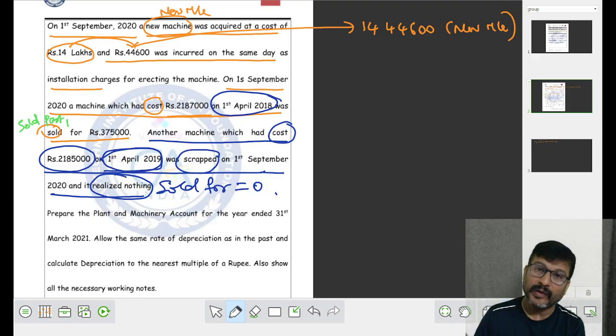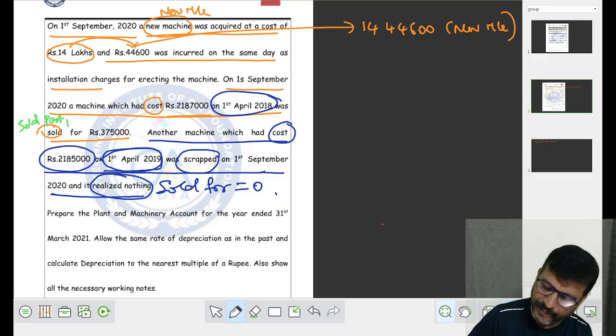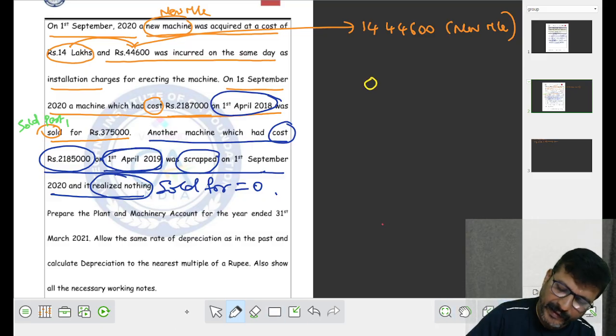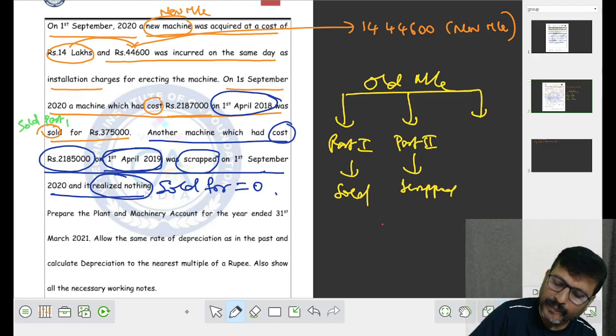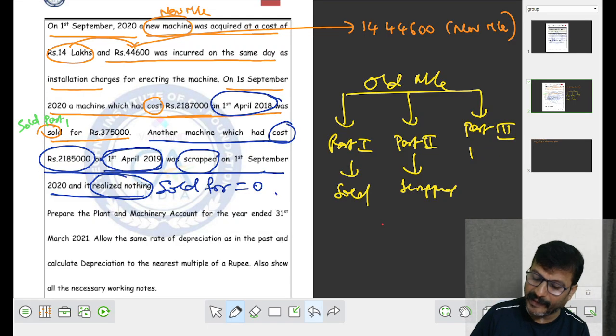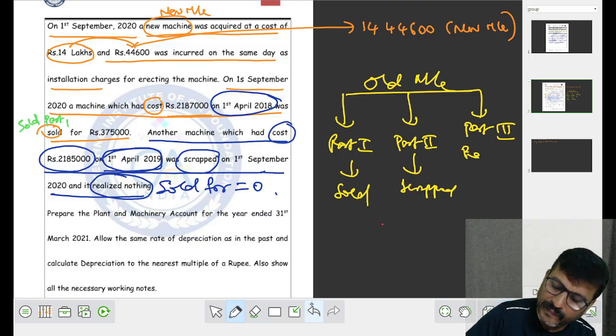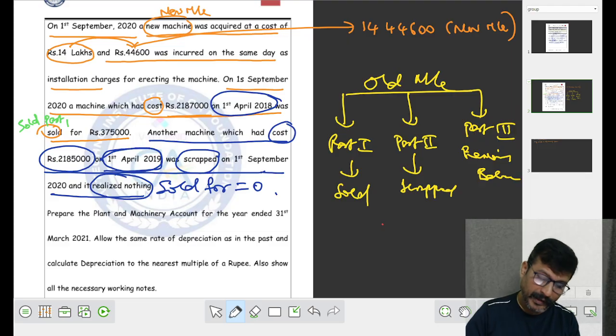Did you understand? Now, the first old machine is divided into how many parts? Two parts are sold. One part is left out. So, what I can say here is, for your better understanding, old machinery, I can divide it as part 1, it is sold. Part 2, it is scrapped. Part 3 is balance, remaining balance. I can call it as remaining balance.